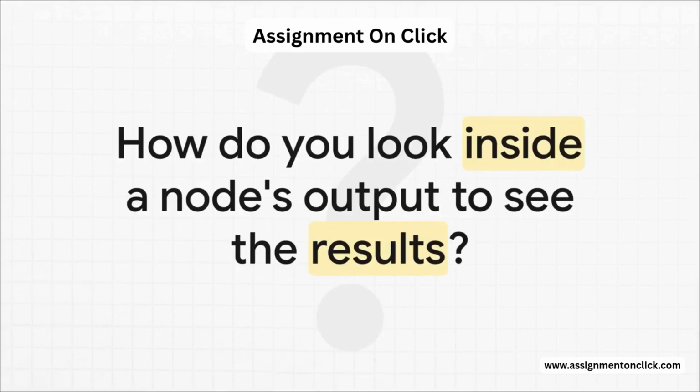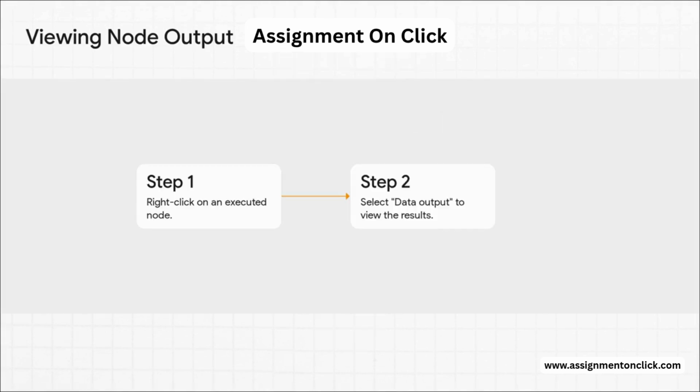But, okay, that sounds great, but how do you actually do that? How do you look inside one of those nodes to see the output? You're going to love this. It's so simple. All you do is right-click on a node that's already run its course, and you'll see a bunch of options to view the data output. That's it. A couple of clicks, and boom, you can see your results instantly.